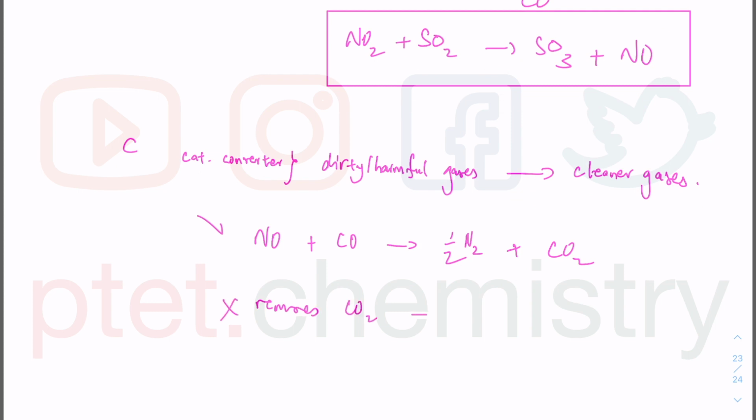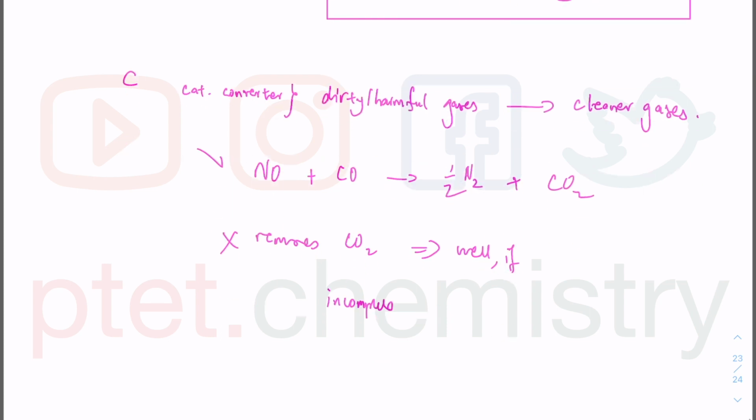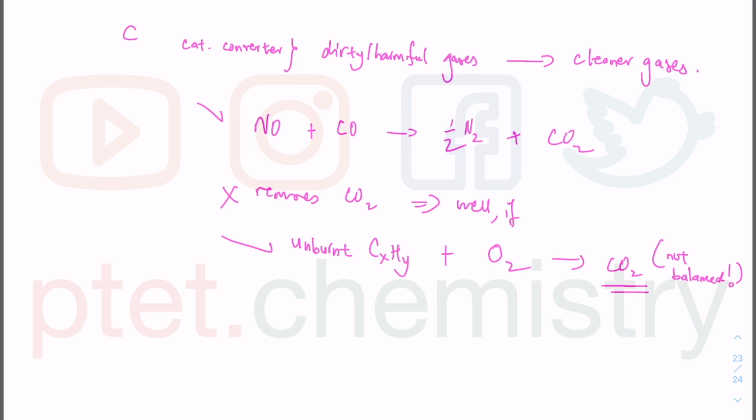And then they say remove CO2, which is definitely wrong, because, well, if you have incomplete combustion, if you have unburned CxHy, then what happened is you will burn them completely to give you CO2. So this equation is not balanced, by the way. I am well aware of it. So this is actually what happens. So, you know, this equation is not balanced, so don't quote me on this. However, what I can tell you is that CO2 is a byproduct of unburned hydrocarbon that the catalytic converter will be involved in. Alright, so C is definitely not what we're looking for.